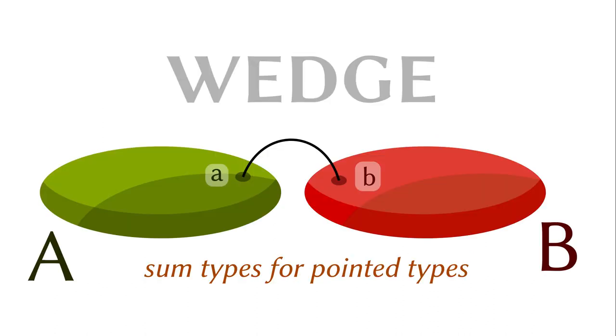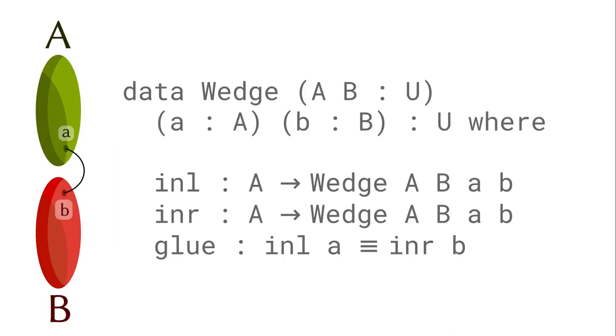Next, the wedge sum of two pointed types A and B is like the disjoint sum of them, except that their base points are connected. These types play the same role as disjoint sums for pointed types. Here's the ECDA code. A pointed type is a type with a point, and they are passed as two arguments.